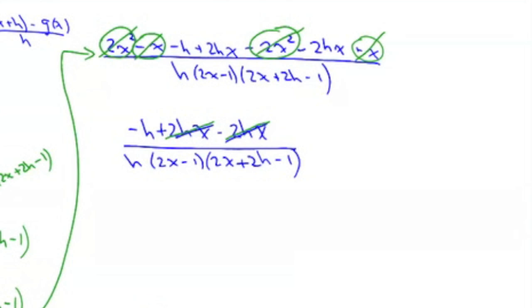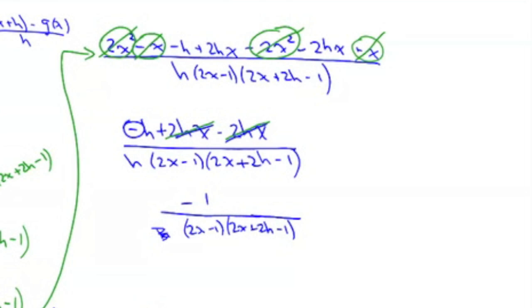What's left in the top? Negative 1. So it's negative 1 over, oh no, there's no h there, 2x minus 1, 2x plus 2h minus 1. Now if I let h equal 0, it actually becomes perfectly fine. It doesn't cause any problems. And again, that's the slope of the secant line, depending on whatever x value you give it and whatever h value you give it.